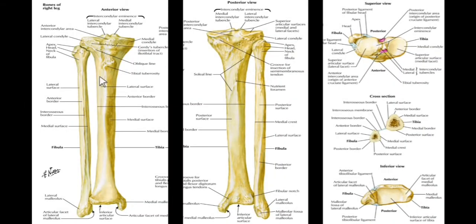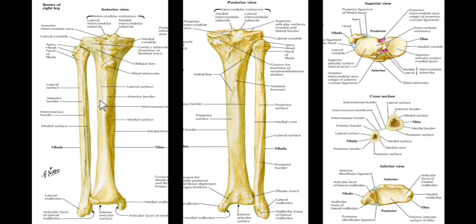Now let's discuss the shaft. The shaft of the tibia is somewhat thickened and prismoid in shape. It has three borders: the anterior border, medial border, and interosseous border. Interosseous means in between two bones. The interosseous membrane also originates from here. So this border is the interosseous border or lateral border.